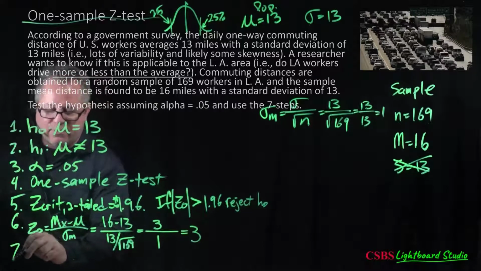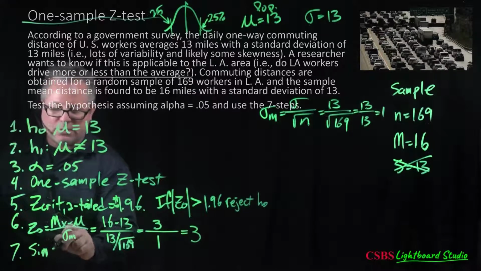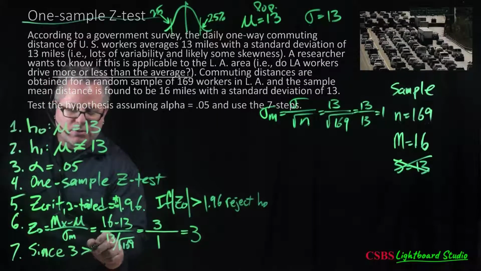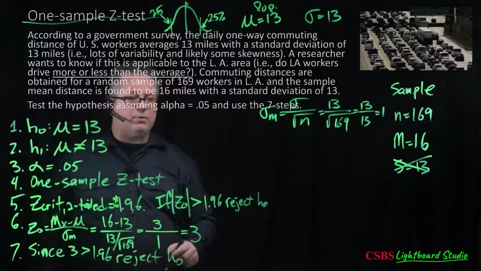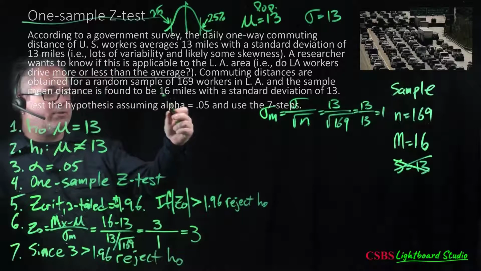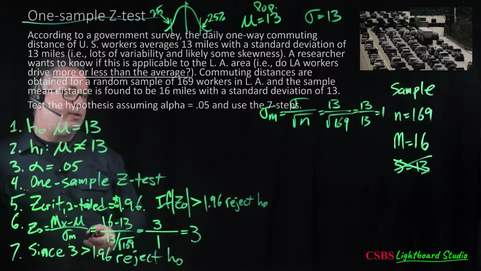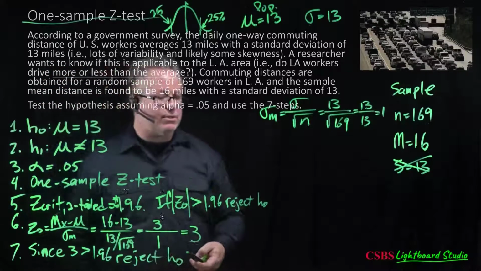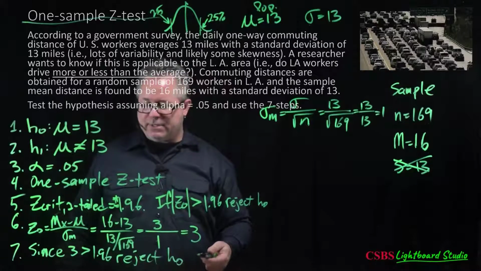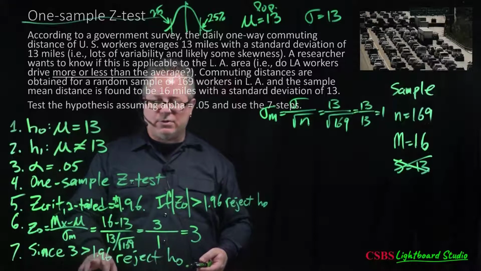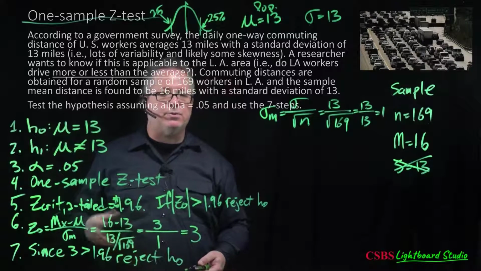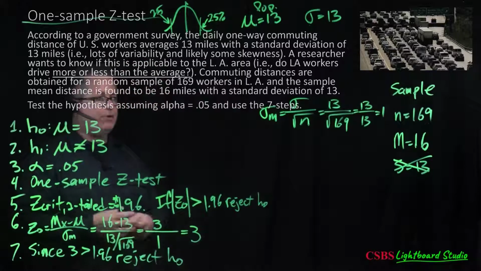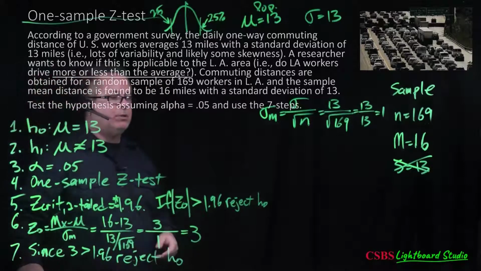So I can go now to step 7, my decision rule. Since 3 is larger than 1.96, I'm going to reject the null. So there is some evidence that LA drivers, going 16 miles on their commute, drive a significantly different amount. In this case, it's higher, they drive more than the average U.S. population. Since our z observed is larger than our z critical, we're going to reject the null. The null said that it's equal to 13. We're saying nope, we rejected that idea. It's probably not equal to 13. It seems like in LA it's actually significantly higher than 13 relative to the population value.